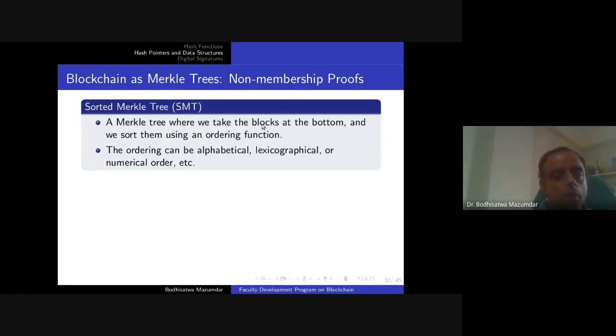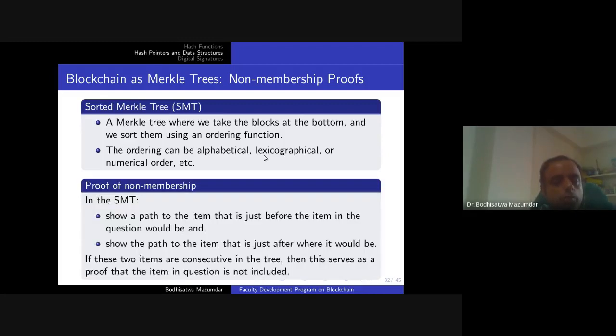You take the blocks at the bottom and sort them using an ordering function. This ordering function can be alphabetical, lexicographical, or numerical order. I gave the example with a numerical order, in which you sort the data blocks in ascending or descending order. So in the proof of non-membership, you show a path to the item that is just before the item in question, and then you show the path to the item that is just after, where it would be.